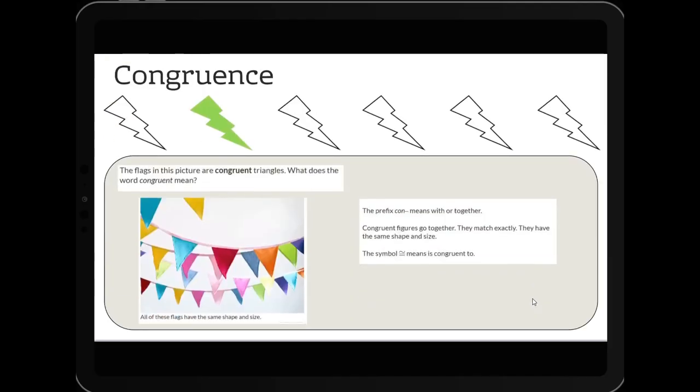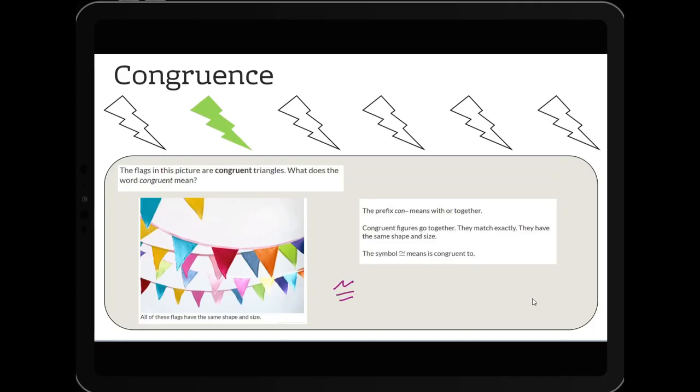So let's take a look at the word congruence. When you have the figure below, which are all those little flags there that have the exact same size and shape, similar to what you discussed in transformations with rigid motions, congruence means that you have figures that are not only going together, con meaning with or together, but they match exactly. They pair up exactly. They have the exact same shape and size, right? So remember that congruence is actually referring to equality in a sense, right?